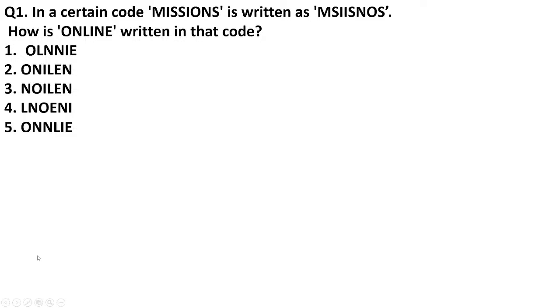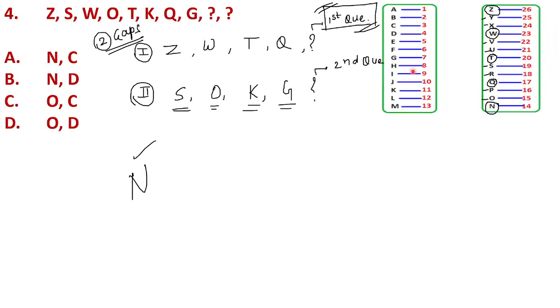Look here. In between S and O, there is a gap of how many letters, students? Look here. In between S and O, there is a gap of 1, 2 and 3 letters. First of all, we are moving from S to O, it means we are moving in the backward direction, correct? From O to K, a gap of 1, 2 and 3 letters. Again from K to G, a gap of 1, 2 and 3 letters, correct?